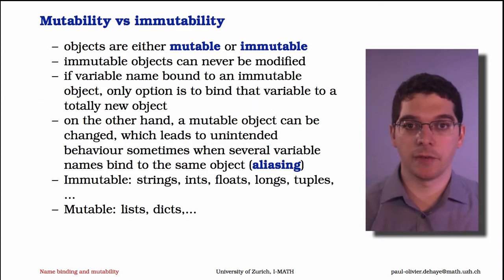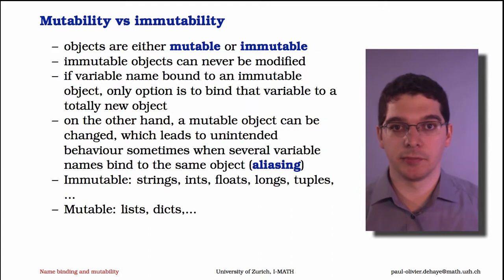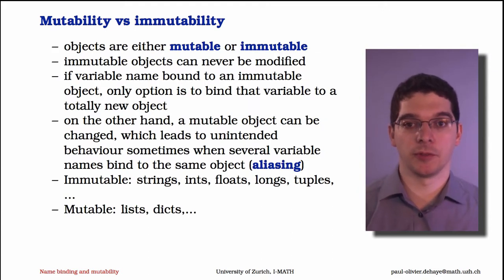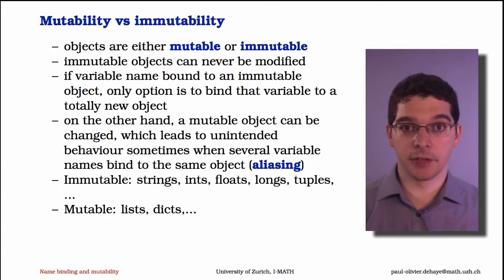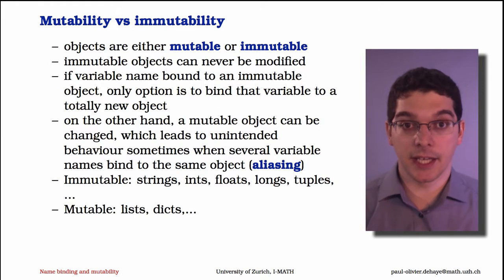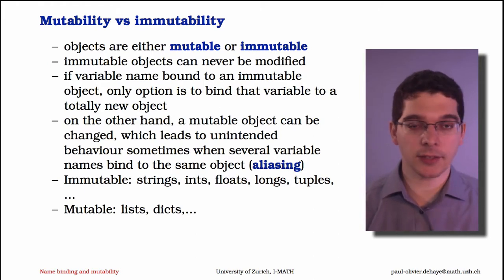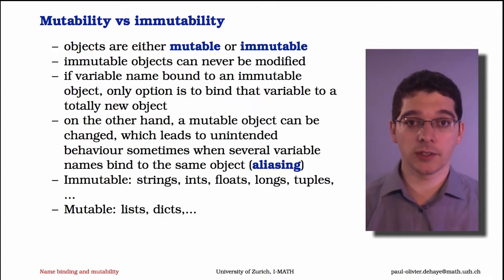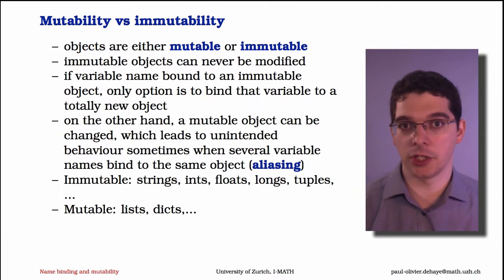This different behavior comes from mutability and immutability. So in Python, objects are either mutable or immutable. Immutable objects can never be modified. They are created in memory and then they are kept forever and they cannot be changed. So examples would include ints, strings, floats, longs, and tuples, for instance. So once you have created the object, you can't change it.